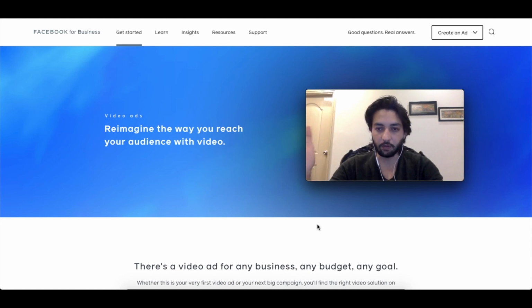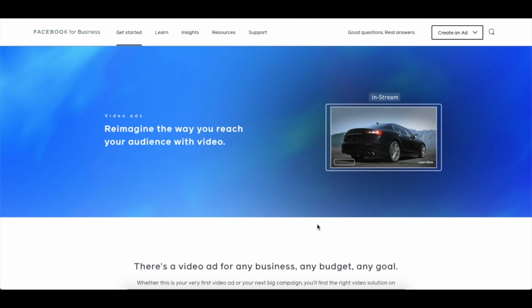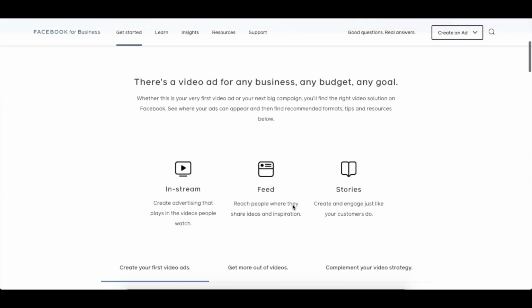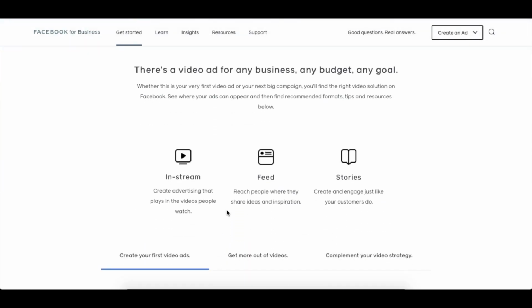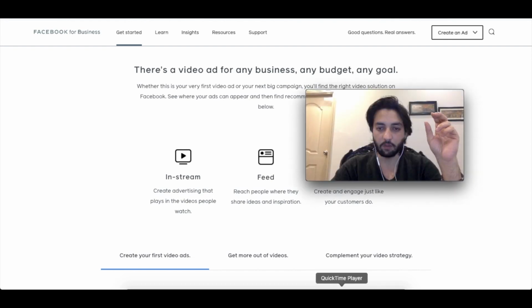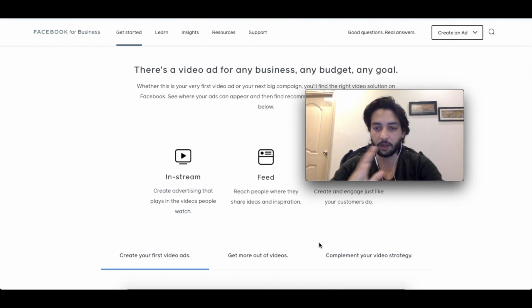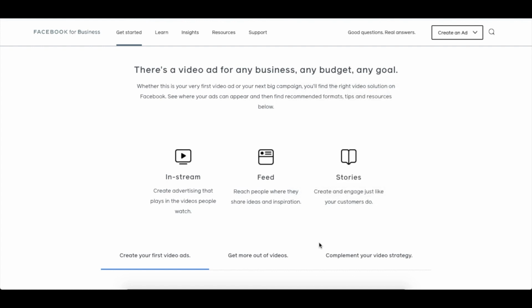They're just simple video ads that you run on Facebook. There are three ways that you can run video ads on Facebook. In-stream ads are ads that play within videos. If you've been on YouTube, you know that in between those videos, the ads appear, and the same when you're watching videos on Facebook. The other way is Facebook feed, the feed that you're scrolling. Your video ads would run on the feeds. And the third is stories.